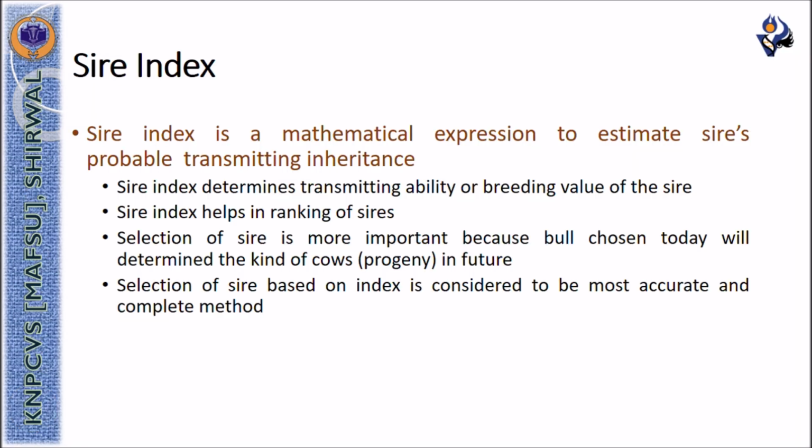Sire Index is a mathematical expression to estimate sire's probable transmitting inheritance. It determines transmitting ability or breeding value of the sire. Selection of sire based on index is considered to be the most accurate and complete method.